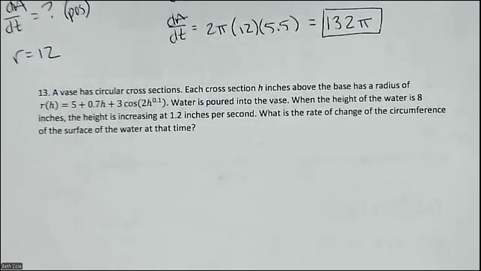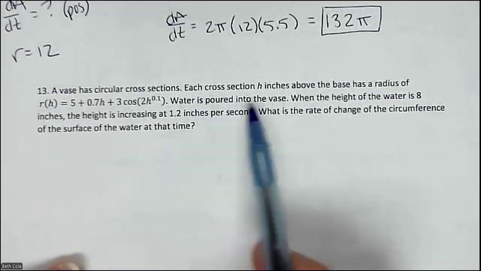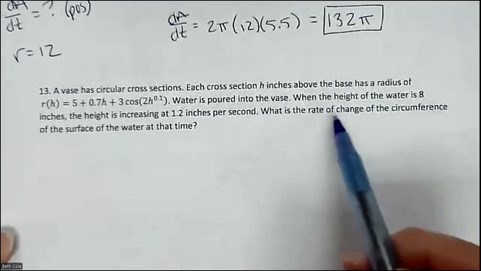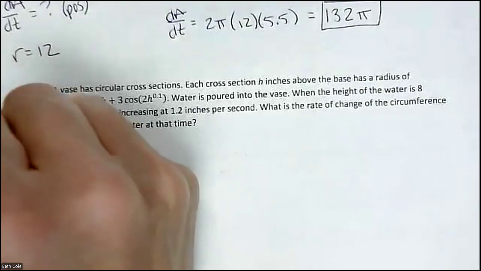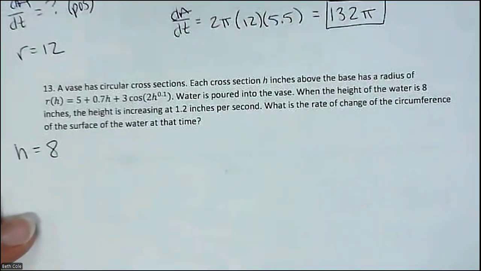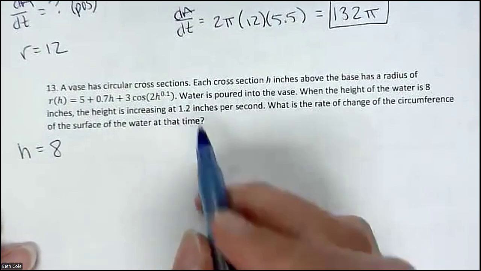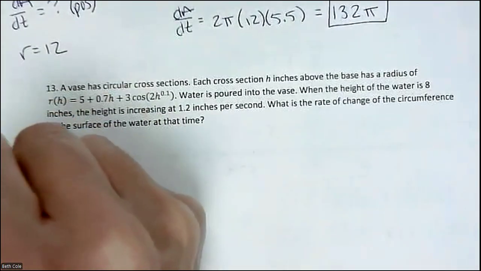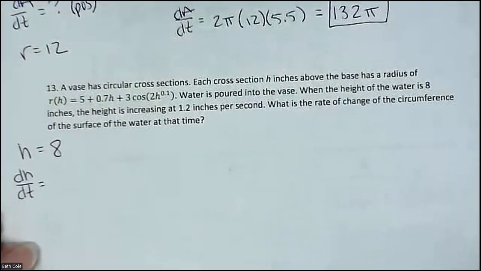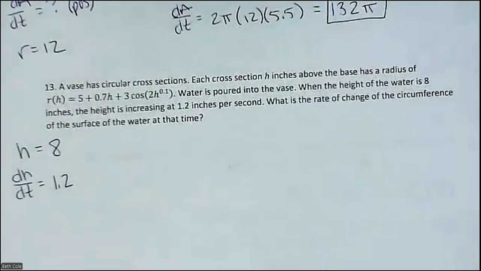They are not going to give you a nice function. It is going to be nasty and ugly. So just accept that and then calm down and go, okay, I got a calculator. Water is getting poured into the vase when the height is 8 inches. So height is 8. The height is increasing. So dh/dt is 1.2 inches per second.